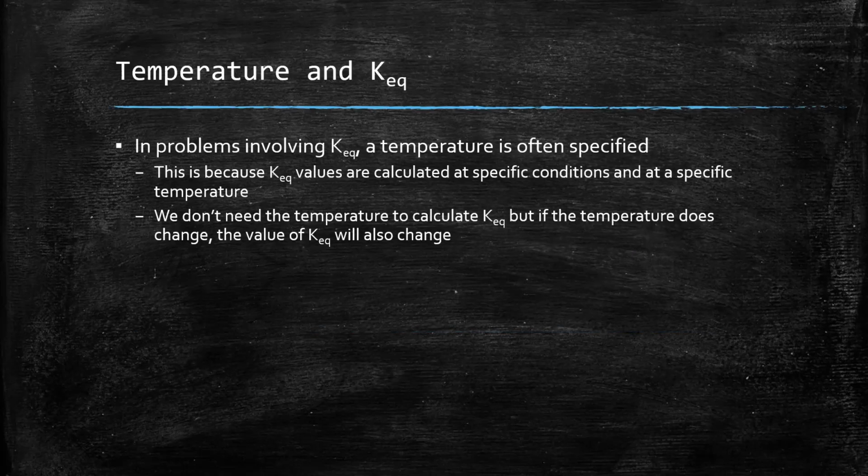Why are these problems giving us temperature and specifically saying that these reactions are happening at a certain temperature? This is basically because KEQ values are going to be calculated at specific conditions and at specific temperatures, and temperature is going to change the KEQ value. However, we do not need the temperature to calculate KEQ, but if it does change, our value of KEQ is going to change.